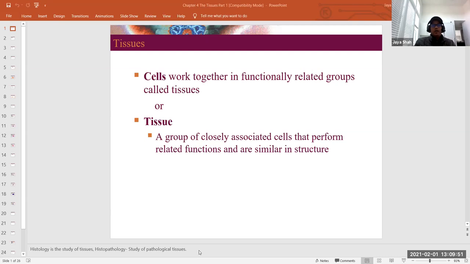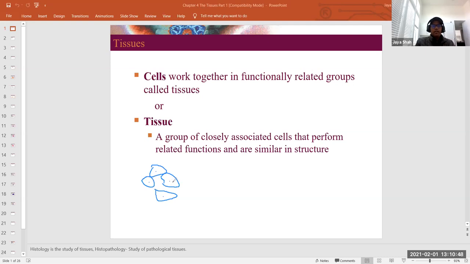So again, tissues are the group of cells which work together in functionally related groups. And another definition for tissue is a group of closely associated cells that perform a related function and are similar in structure. So let me give you a basic idea of the tissue. What is the major primary thing for the tissue? You need what? Cells, okay? So here is cells. Here is another cell. Here is another cell. And here is another cell. So no matter which kind of tissue it is, there are always cells.